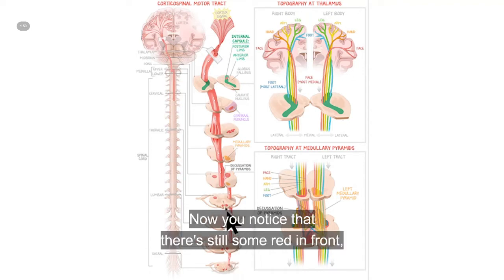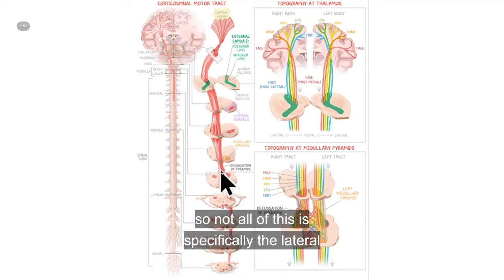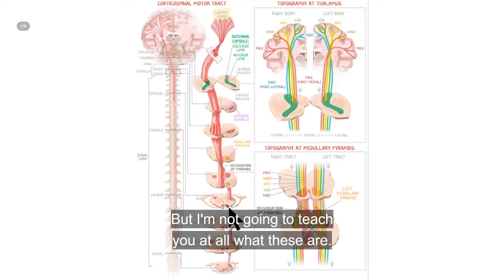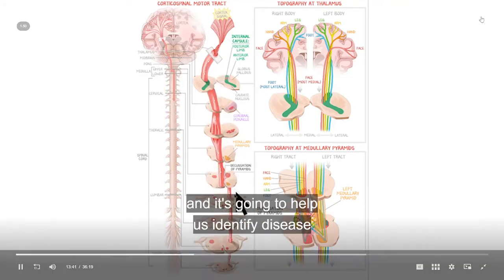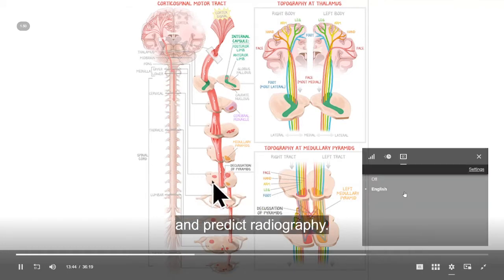Now you notice that there's still some red in front, so not all of this is specifically the lateral corticospinal tract, but I'm not going to teach you at all what these are. So what I want you to see is this is truth, but we're going to follow one tract, and it's going to help us identify disease and predict radiography.